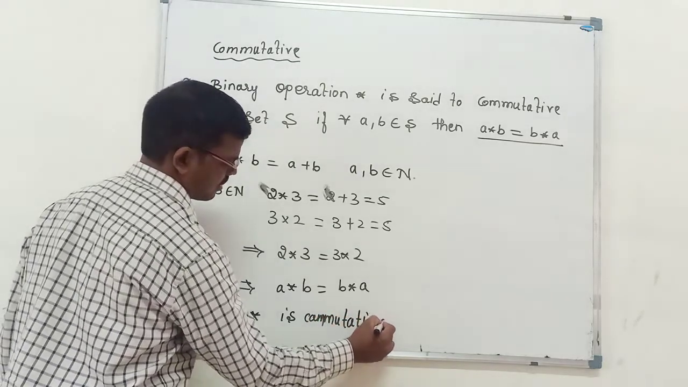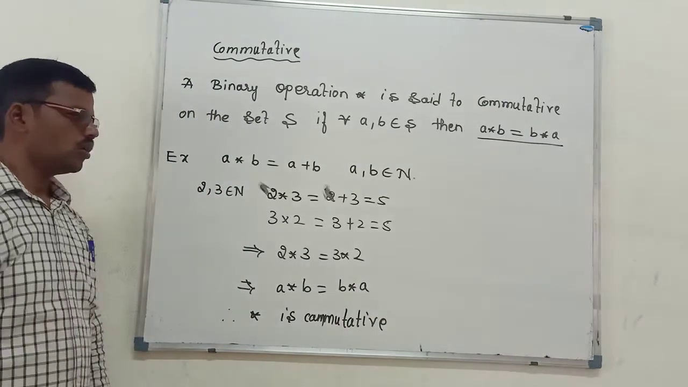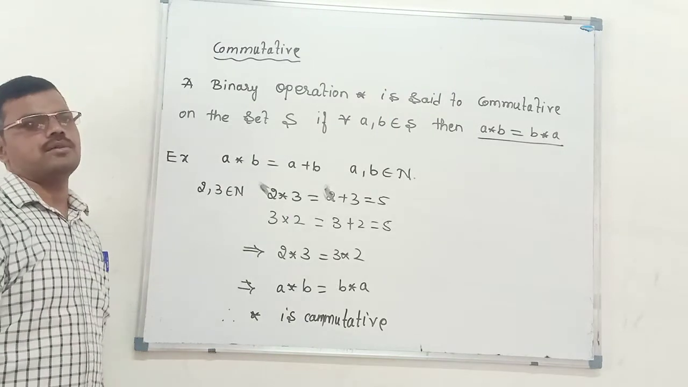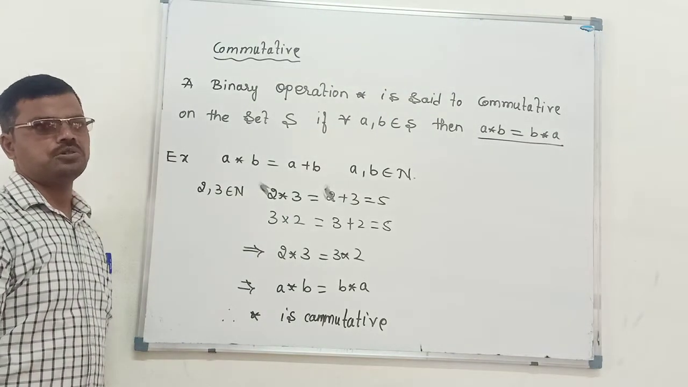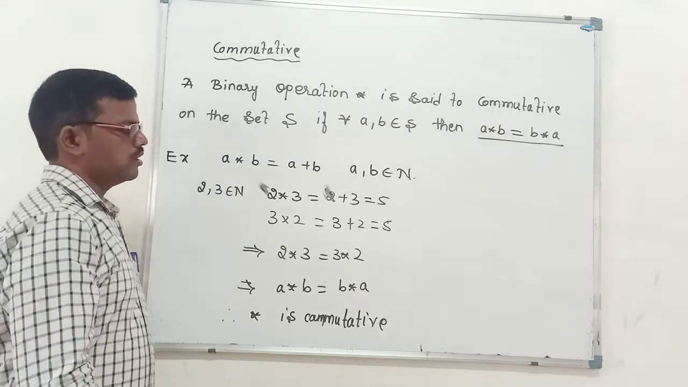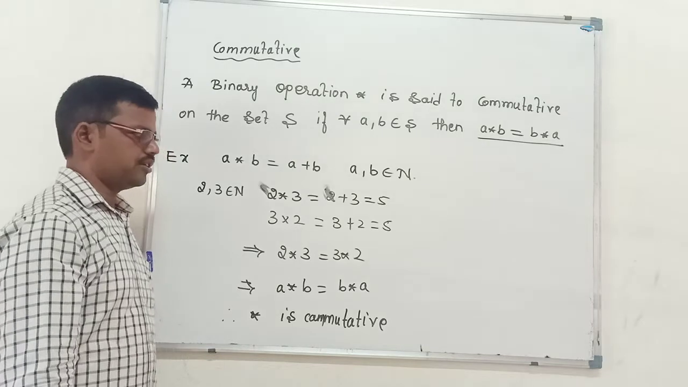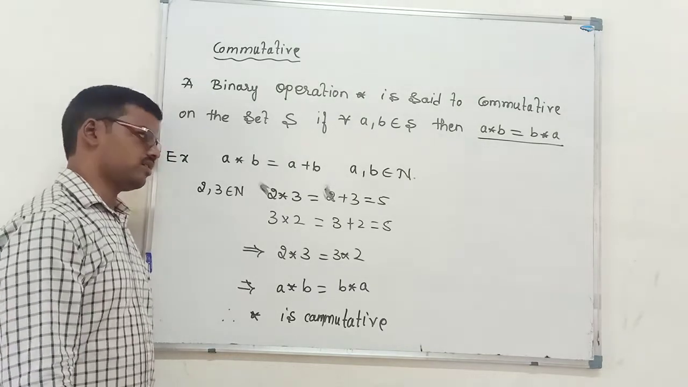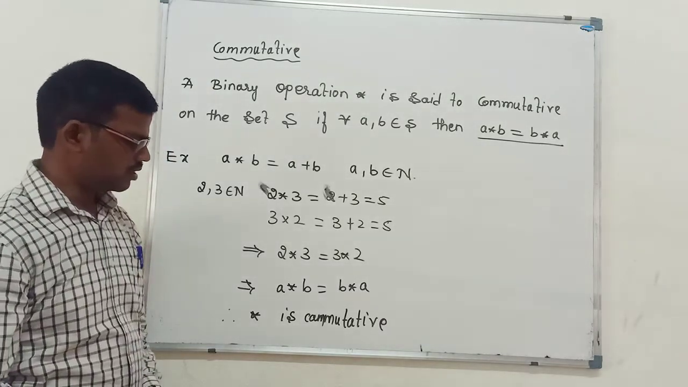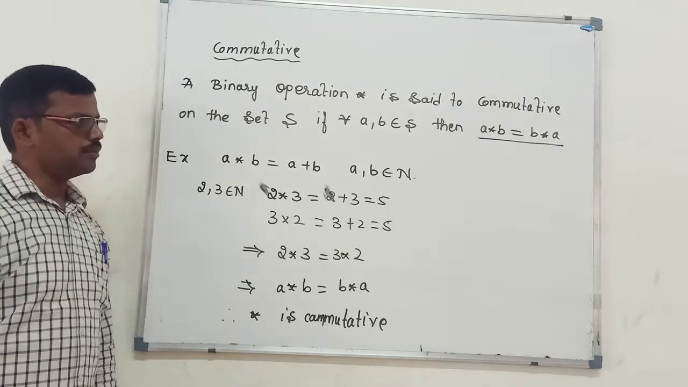We can say like this: addition is a commutative operation. Multiplication is also commutative. Why? Because 2 into 3 is equal to 3 into 2, both are the same. So therefore here we come to know that addition and multiplication are commutative on the set of natural numbers. So this is the first example we have taken for the commutative.